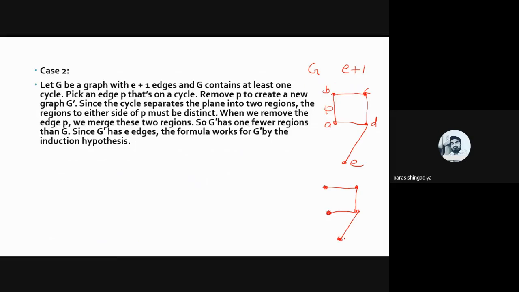Okay, this is a new graph of that. Now we remove the P and we create a G dash. That is a G dash. When we remove the P, we merge both the regions. Now check the regions for both graphs.